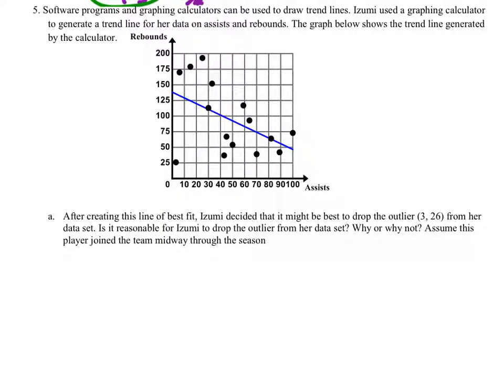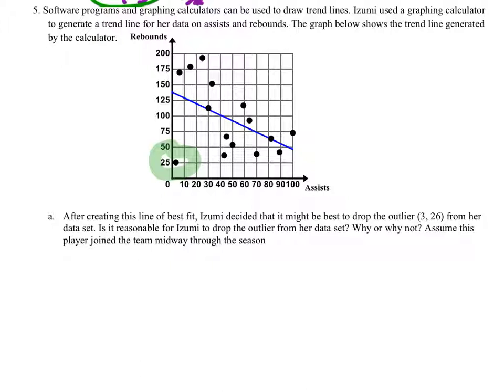Software programs and graphing calculators can be used to draw trend lines. You just can't use these types in this class. Izumi used a graphing calculator to generate a trend line for data on assists and rebounds. The graph below shows the trend line generated by the calculator. It's very nice. The problem is that she found that there's this point right here. That is what we would call an outlier.